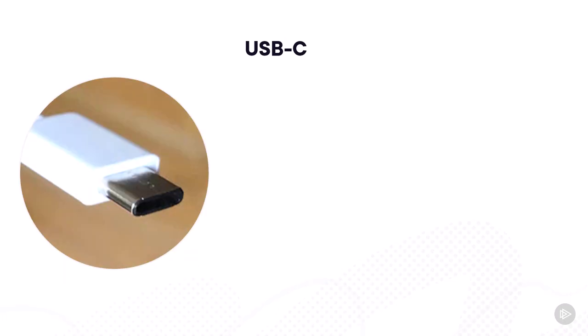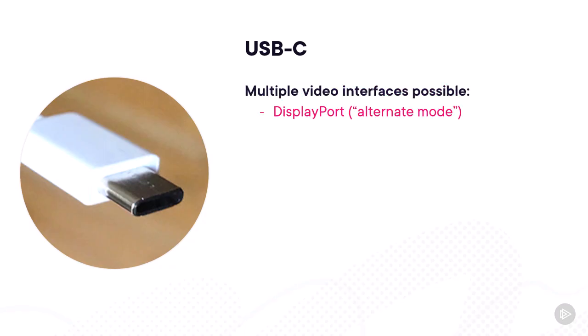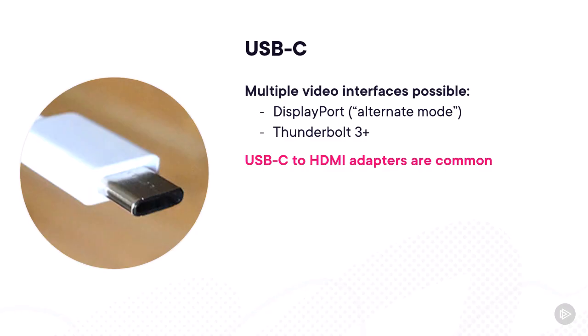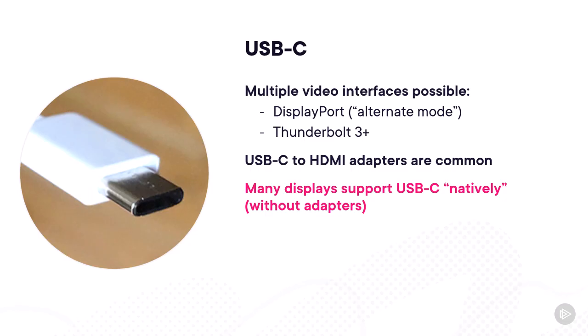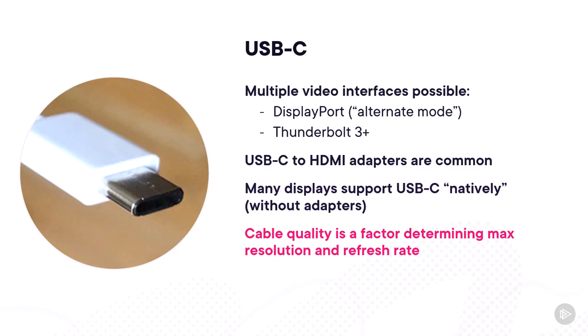USB-C actually supports two digital video signaling standards, DisplayPort in something called alternate mode, and Thunderbolt. Now, many displays have HDMI ports, but not USB-C ones, in which case we'll need a USB-C to HDMI adapter, which are readily available. Newer displays are more likely to have a USB-C port so that we won't need an adapter. The maximum resolution and refresh rate over USB-C will depend on the quality of the cable, as well as the specs of the computer and display.